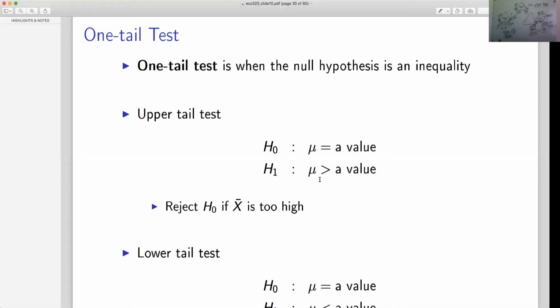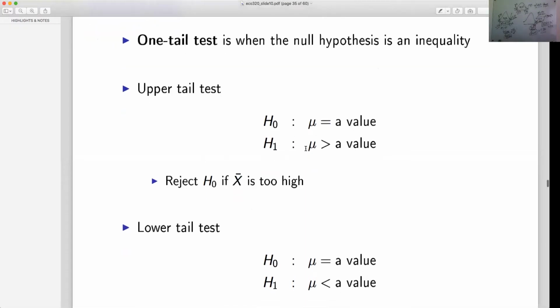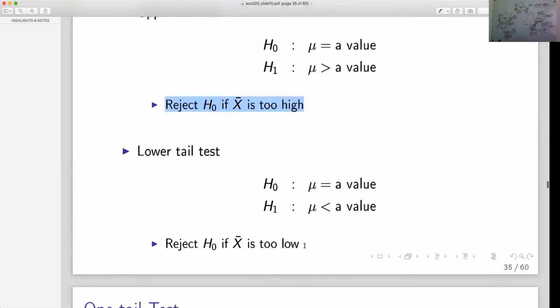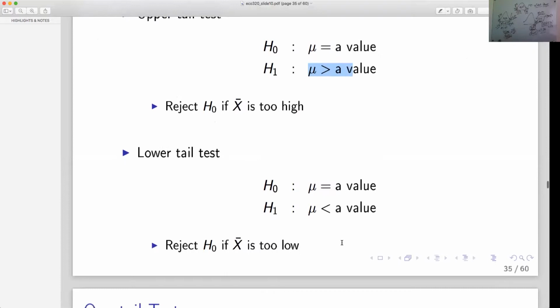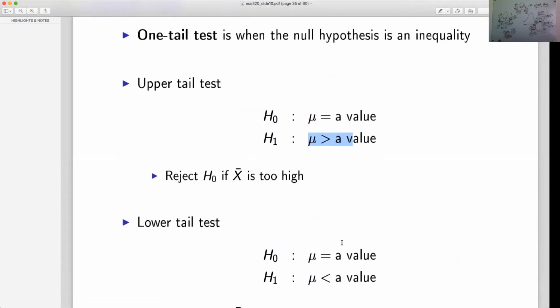Okay. So this is an upper tail test. If this is greater than that, if it's too large, you reject. On the other hand, if it's too low, you reject. So this is a lower tail test, and that is an upper tail test, if mu is greater than A or less than A. So in your homework, I ask you how to recover this. Sometimes I do not give it to you because, based on the context in the question, you should be able to recover whether this is an upper tail test or a lower tail test.